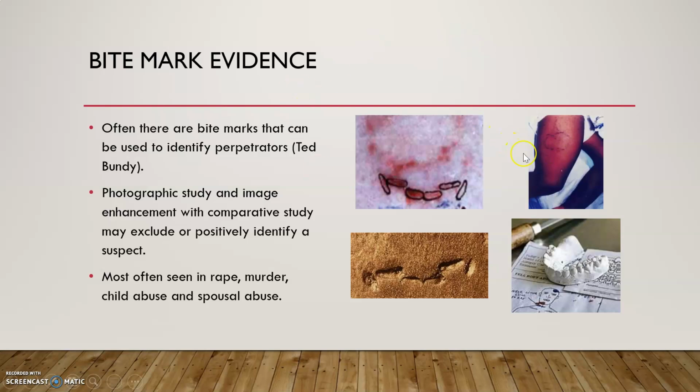So over here on the right-hand side, we actually have a bite mark that somebody had on their leg. And then if you look, there's a cast of the mold. And then what they ended up doing was trying to enhance the picture to try and get an outline of the teeth. And then this is a bite mark that was made with the cast that we got from the suspect.